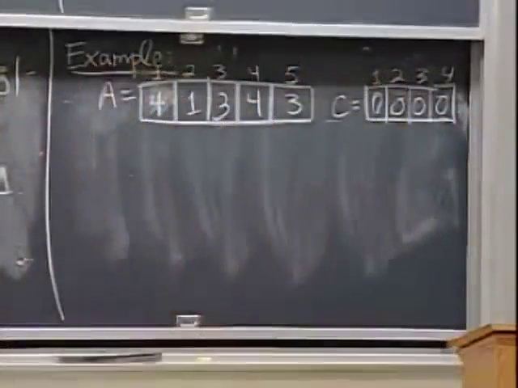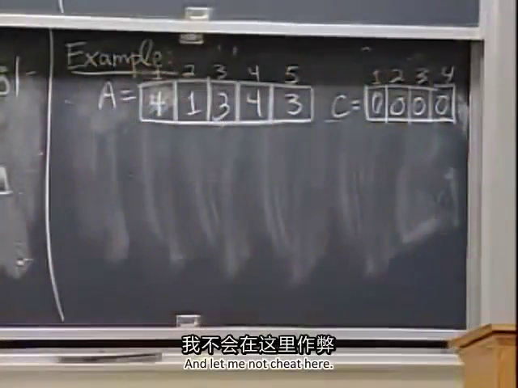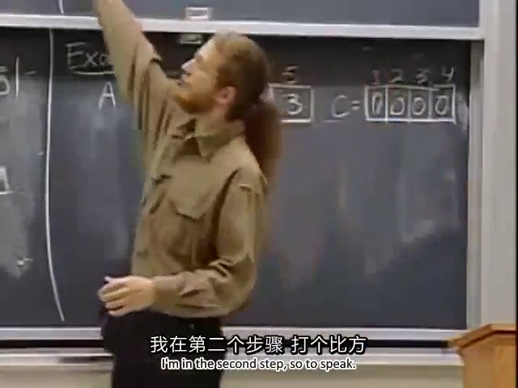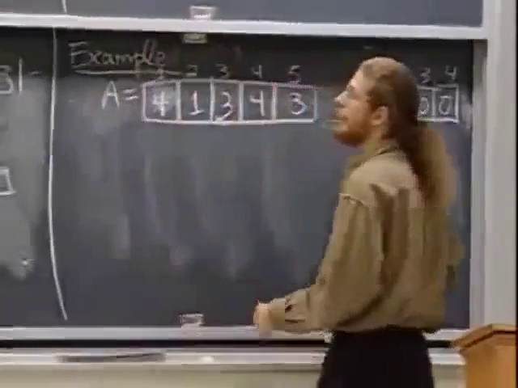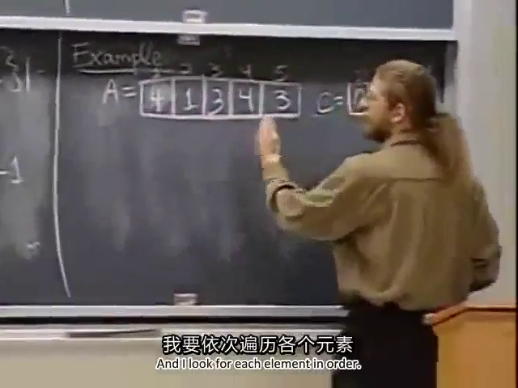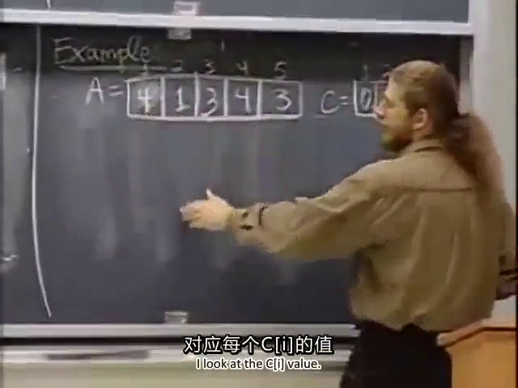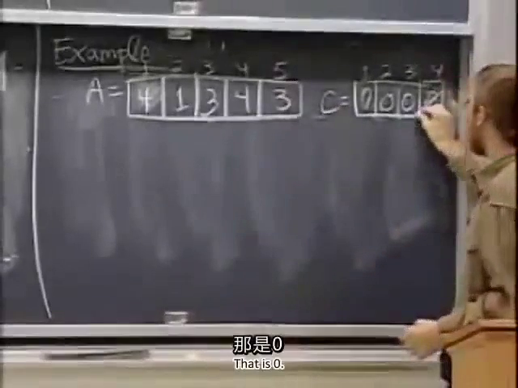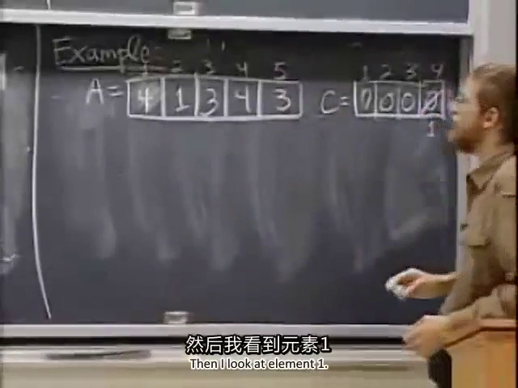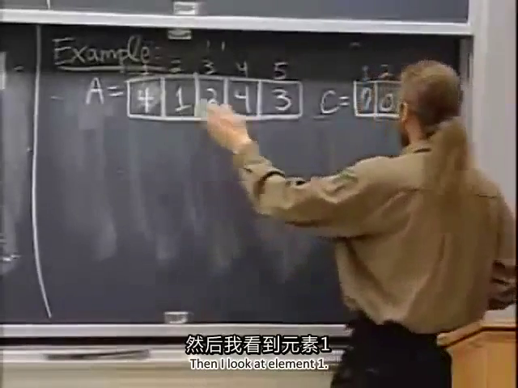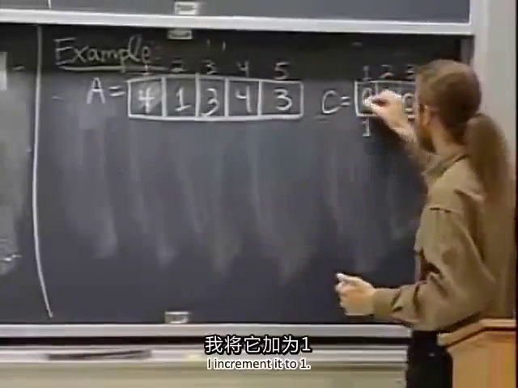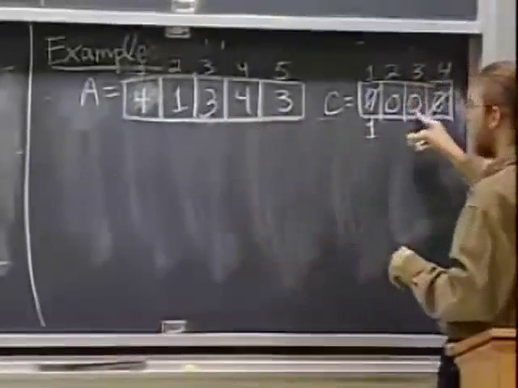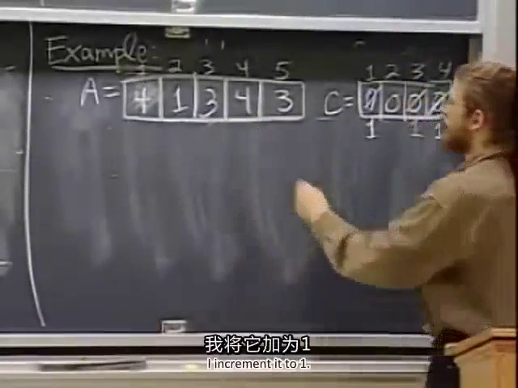Let me not cheat here. I'm in the second step, so to speak, and I look at each element in order. The first element is 4, so I look at C[4], that's 0, and I increment it to 1. Then I look at element 1, that's 0, so I increment it to 1. Then I look at 3, and that's also 0, so I increment it to 1. Not so exciting so far.